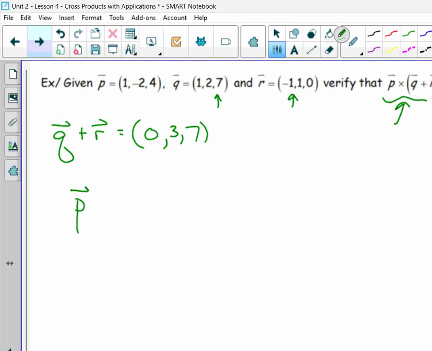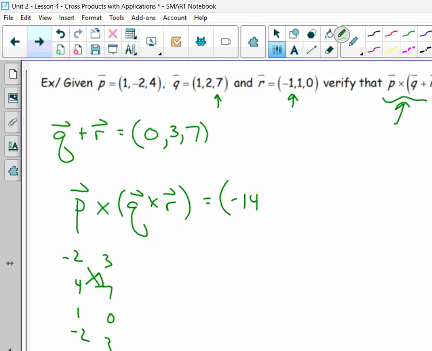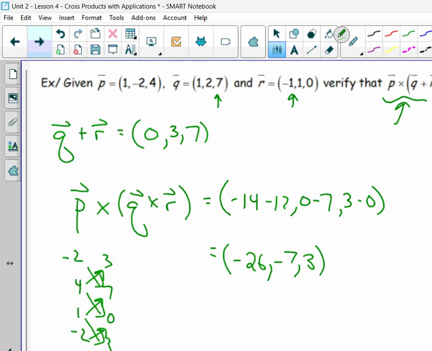Now, can I cross P with that new answer? Sure I can. Be careful with the order. P, -2, 4, 1, -2. And my new vector, 3, 7, 0, 3. Okay, let's cross product this mess. So I'll get -14 minus 12. We'll get 0 minus 7. And we'll get 3 minus nothing. So I think we should have -26, -7, and 3. That's just working with vector operations.